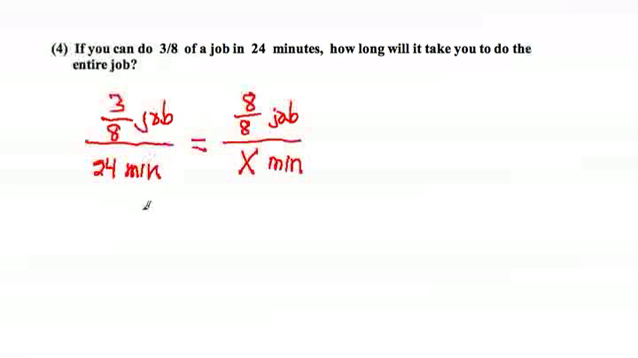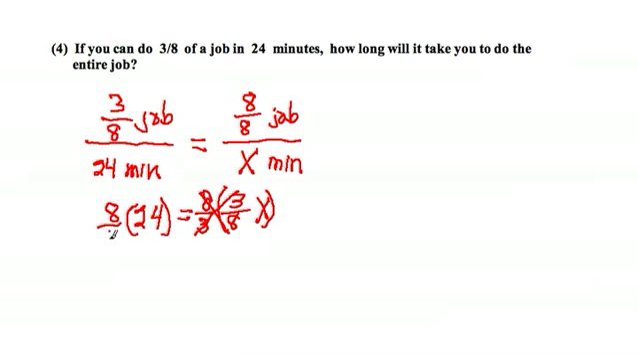So 1 times 24 is 24, is equal to 3/8 times x. And to undo the multiplication by 3/8, we multiply by its inverse, 8/3. So those cancel out. So we have to multiply this by 8/3. 3 goes into 24 eight times, and 8 times 8 is 64. So the answer is 64 minutes.